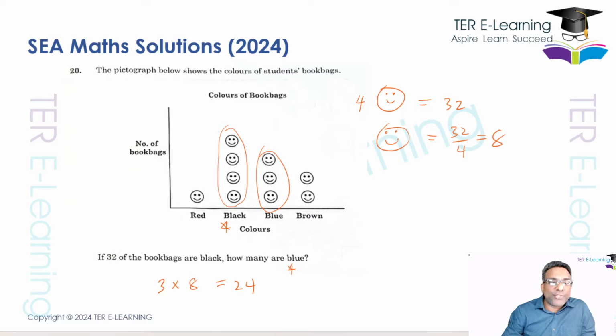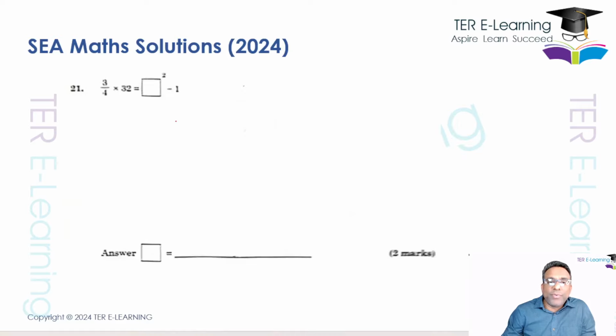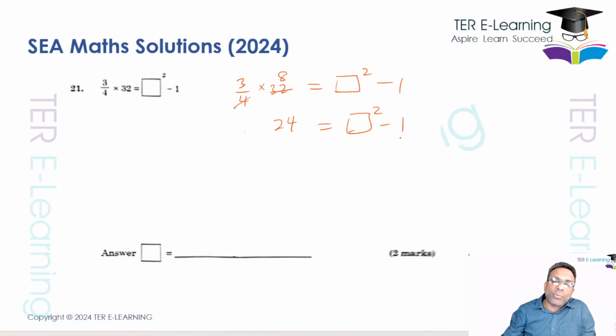Right, so that takes care of section 1. Moving on to section 2 now, we have 3/4 multiplied by 32 is equal to something squared minus 1. Now 3/4 of 32, this 4 can go into 32 8 times, so 8 3s are 24, and that is equal to some number squared minus 1. Basically what this is saying is that once I square whatever this number is and I minus 1, I'm going to get 24. So therefore, that box squared should actually be equal to 25.